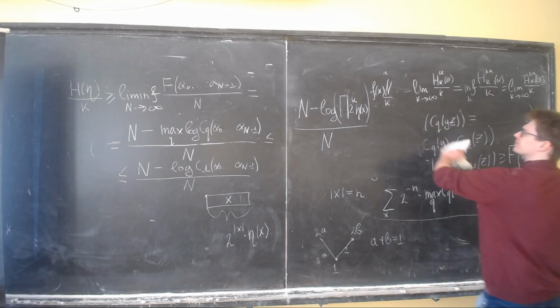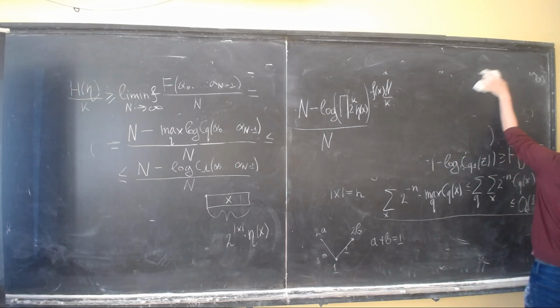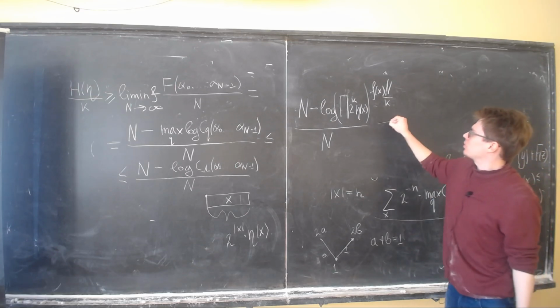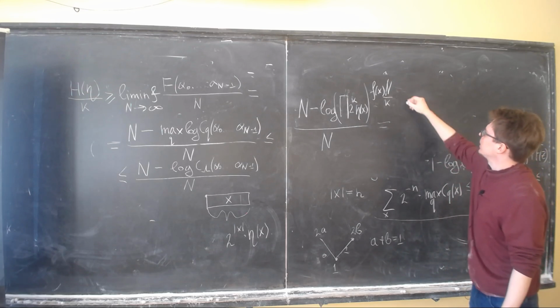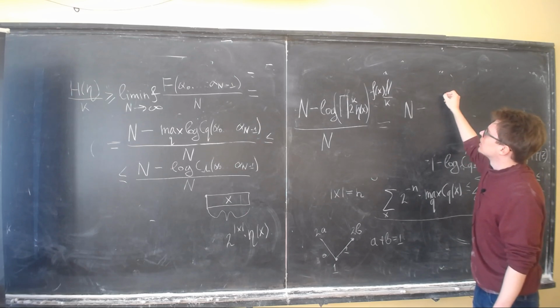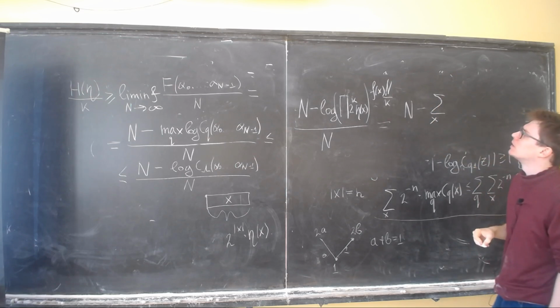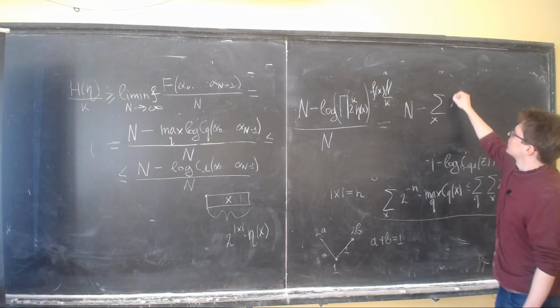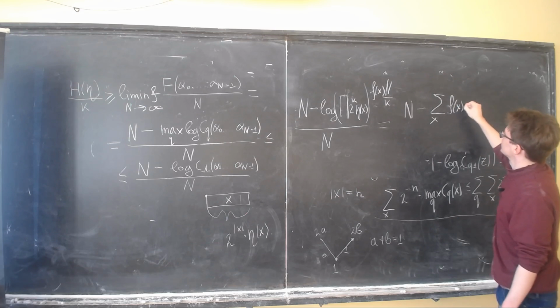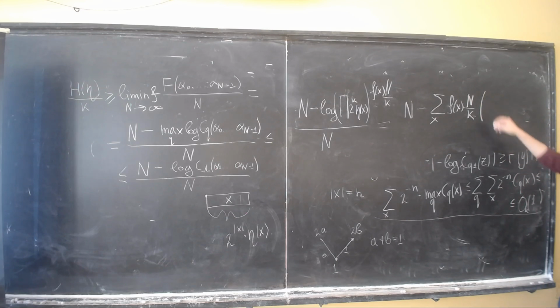So if I'm not mistaken, then we should be done, because then I just rewrite the log. I will have n minus the sum over all x of f of x times n over k, and here I have k plus the log of eta of x.